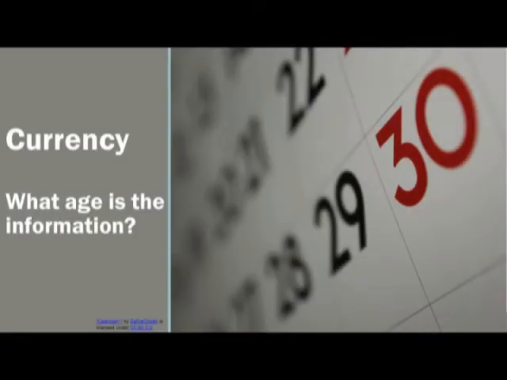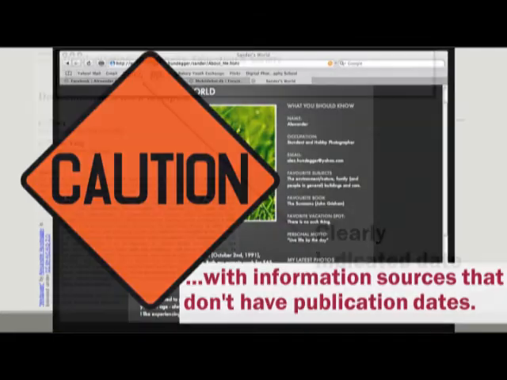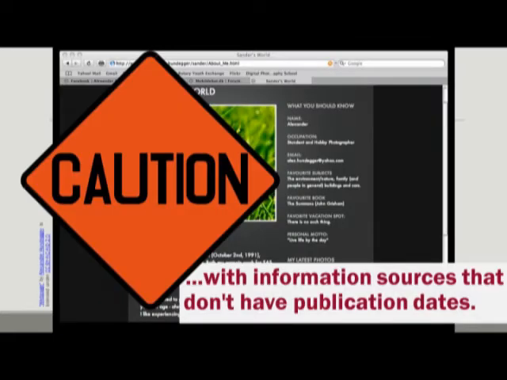Currency. Currency refers to the age of the information we rely on. Most information sources have a copyright, publication, posting date, or last updated notice associated with them, so finding this information can be pretty easy. This can be tricky with web pages, though, some of which may not have a posting date or updated notice available. Be cautious when using pages like this.